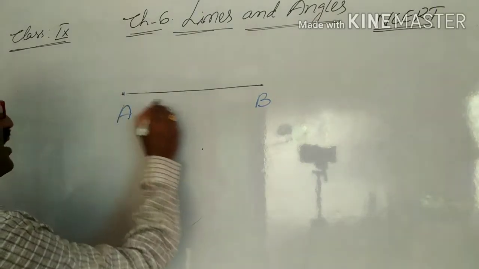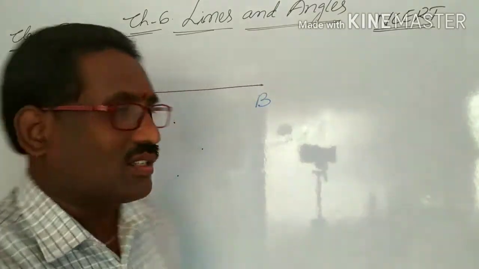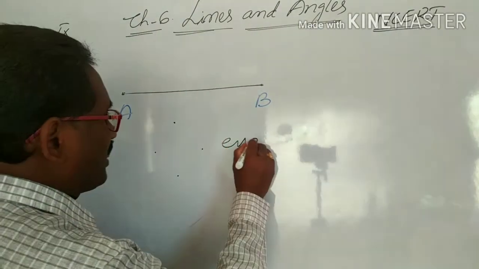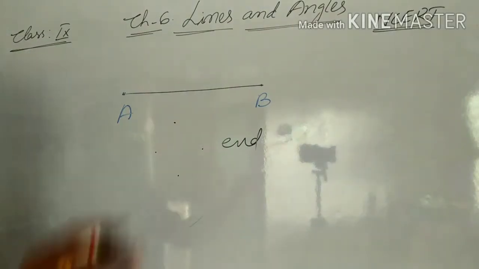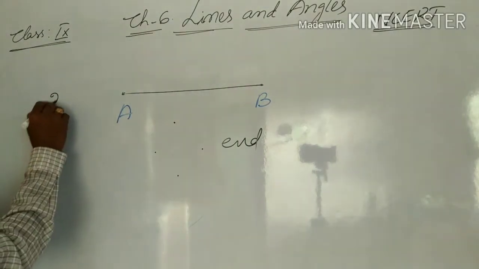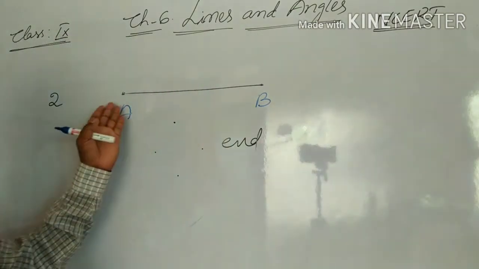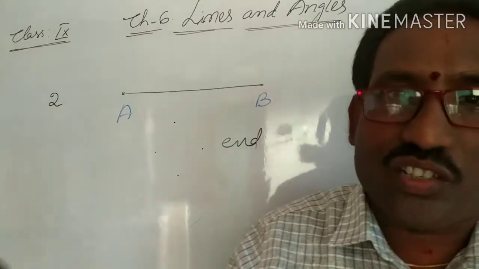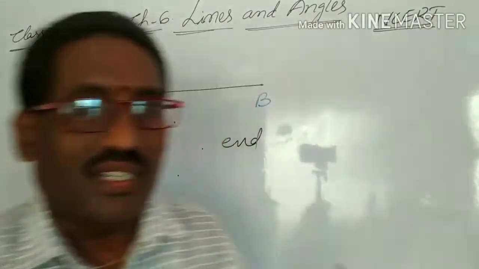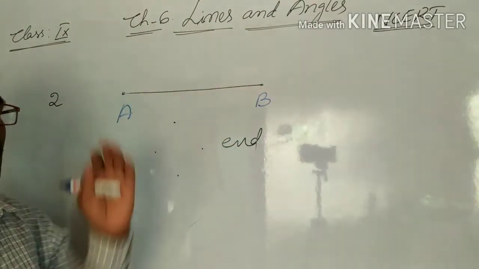This is a line segment. How many endpoints does a line segment have? The endpoints are E and D, not A and D. Understand? Here, 2 endpoints. Can you measure the length of the line segment? Yes, we can measure the length of the line segment.